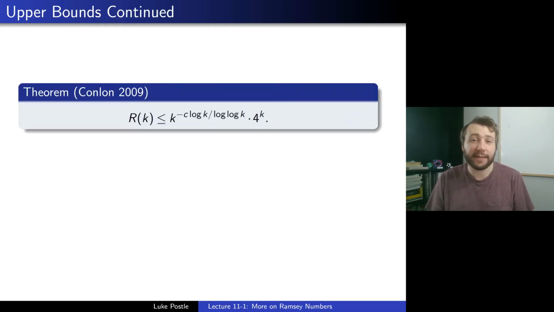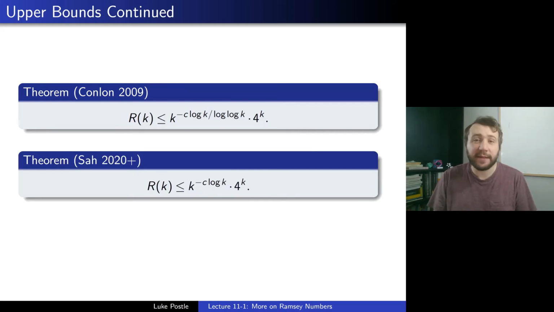So in the last half century, Conlon showed in 2009 that you can actually not only get 4 to the k, but you can do a bit better than even 4 to the k over something like root k. You can get at most k minus c log k over log k times 4 to the k. So really you can beat any polynomial lower bound on the denominator there.